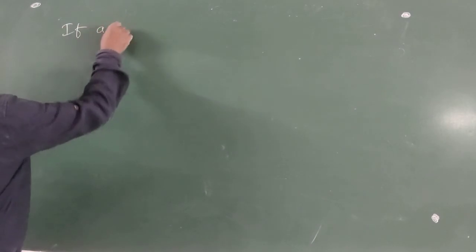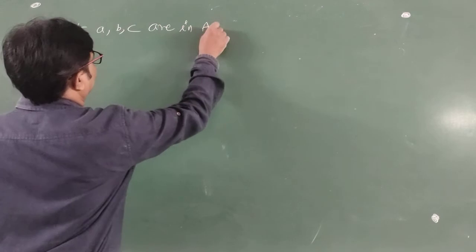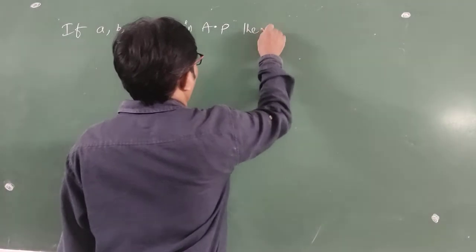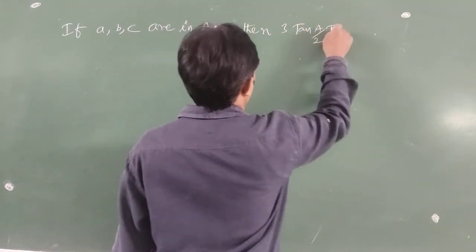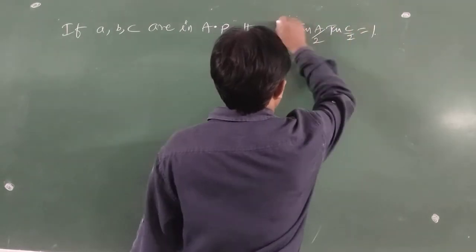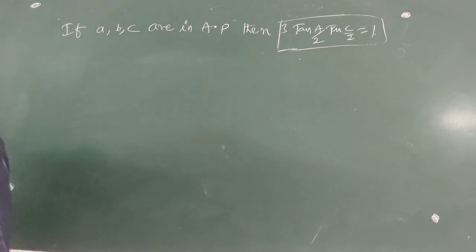If a, b, c are in AP, then show that 3 into tan of A by 2 into tan of C by 2 equal to 1.